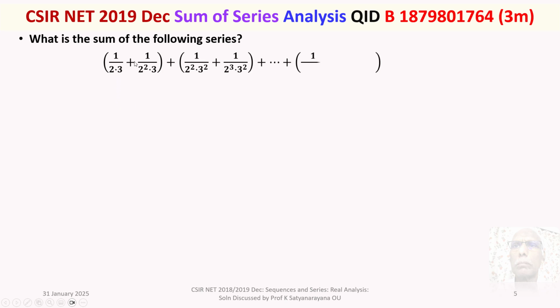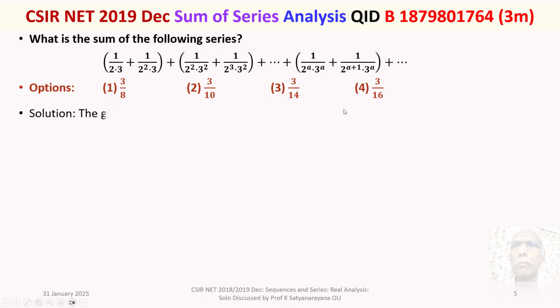1 by 2 into 3 plus 1 by 2 square into 3 first bracket plus second bracket 1 by 2 square into 3 square plus 1 by 2 cube into 3 square plus etc. nth bracket 1 by 2 power n multiplied by 3 power n plus 1 by 2 to the power of n plus 1 multiplied by 3 power n plus so on and so forth. We are given 4 options.